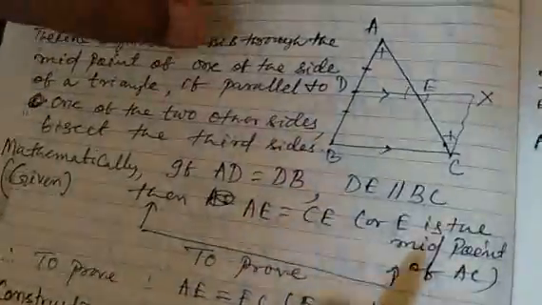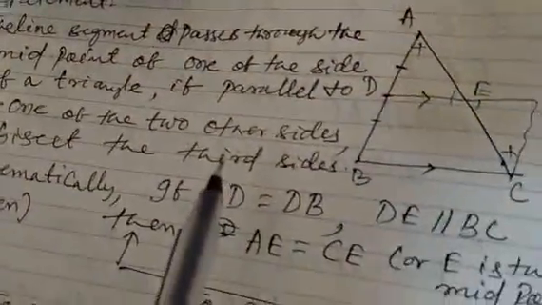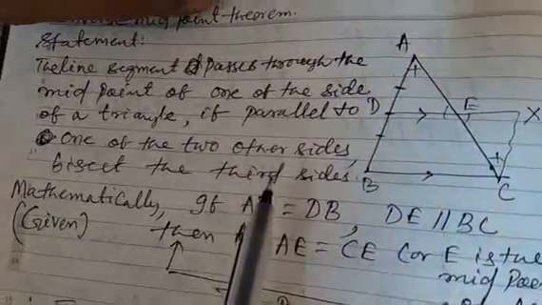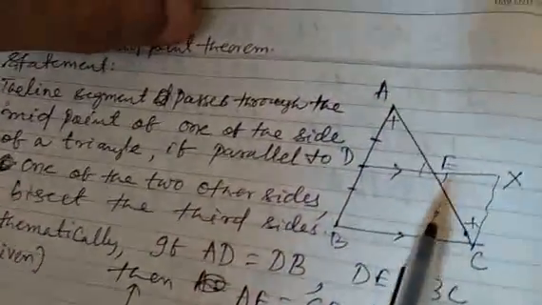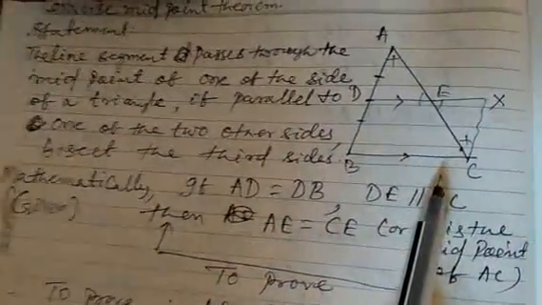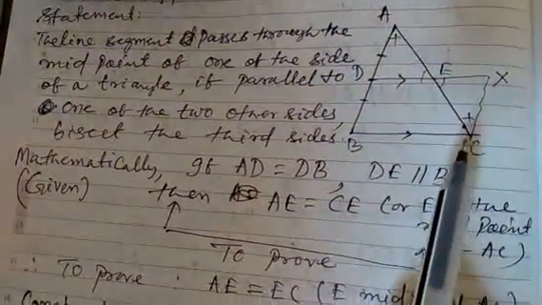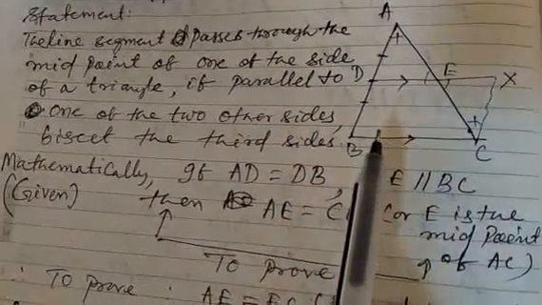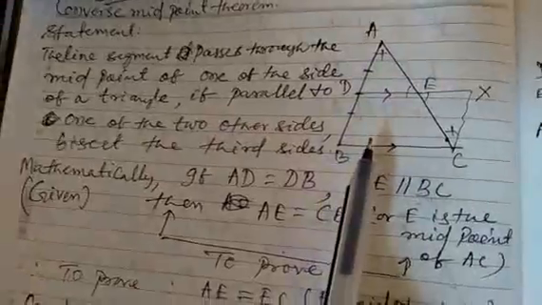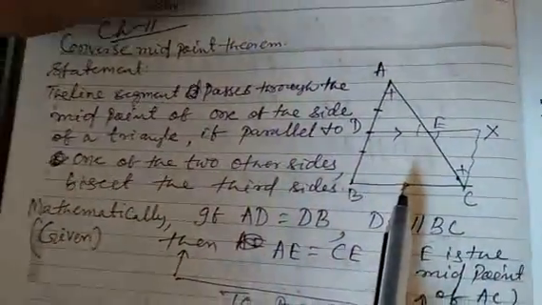The statement of the converse midpoint theorem states that a line segment passing through the midpoint of one of the sides of a triangle, if parallel to one of the other two sides of the triangle, then it bisects the third side. I repeat: a line segment passing through the midpoint of one side, parallel to another side, bisects the third side.